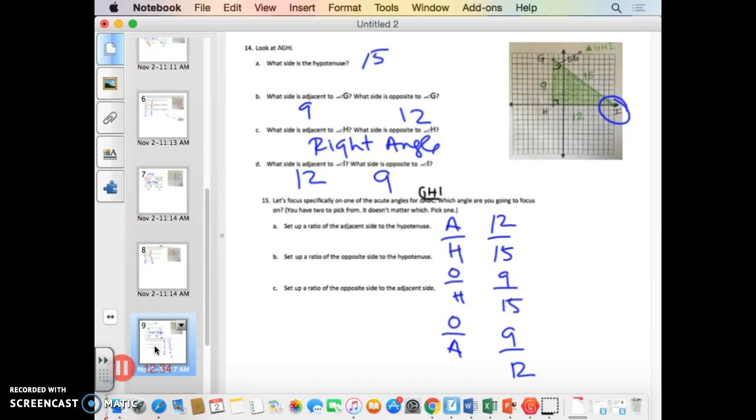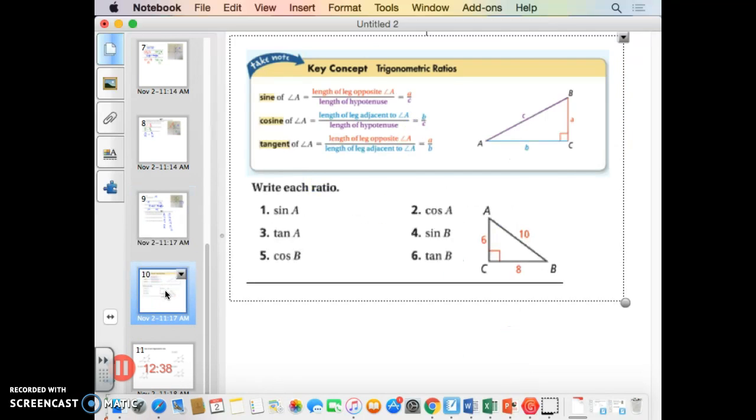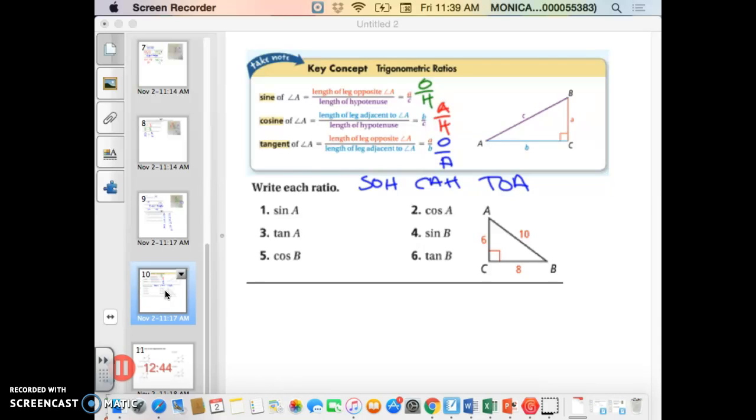These special relationships have special names. And what we call this is SOHCAHTOA. The sine of A is opposite over hypotenuse. Looking at our ratios, we can see the sine is opposite over hypotenuse, the cosine is adjacent over hypotenuse, and the tangent is opposite over adjacent. Again, it's going to depend on where you're looking.